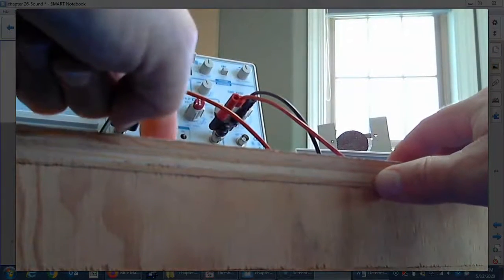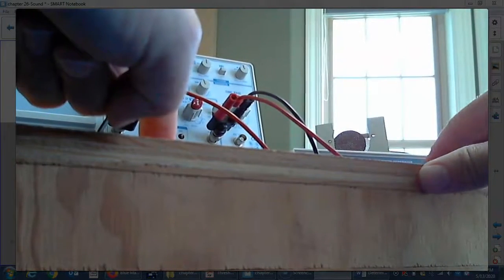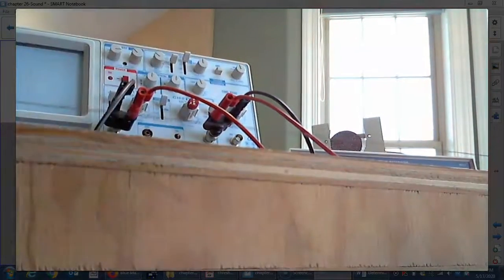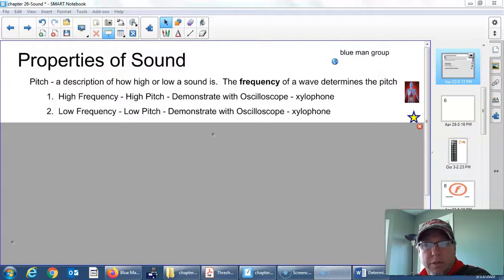And if I move my finger up here, I made the wavelength shorter so the note's higher. So high frequency is a high pitch, which is a short wavelength. Low frequency, low pitch, long wavelength.